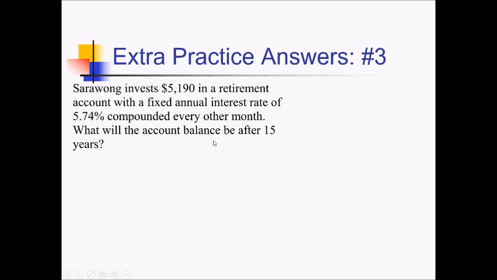On this problem, Sarah Wong invests $5,190 in an account with 5.74% compounded every other month. We want the balance after 15 years. Since we're doing this more than once a year, we need our compounding formula. We're going to start with P B to the T, but then our B value needs a little bit of an upgrade. So that's going to be 1 plus, and now my interest rate, 0.0574 up here. And we're dividing by, well, every other month. So that means 6 times a year, raising all of this to the power of 6.